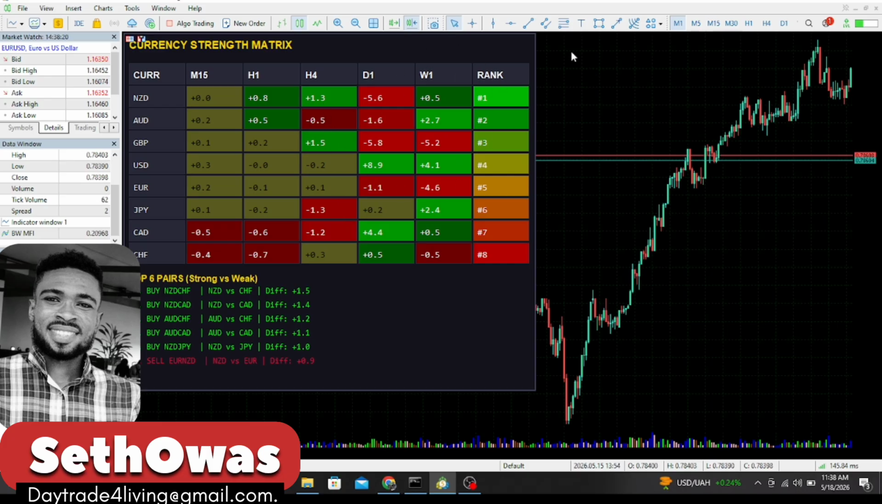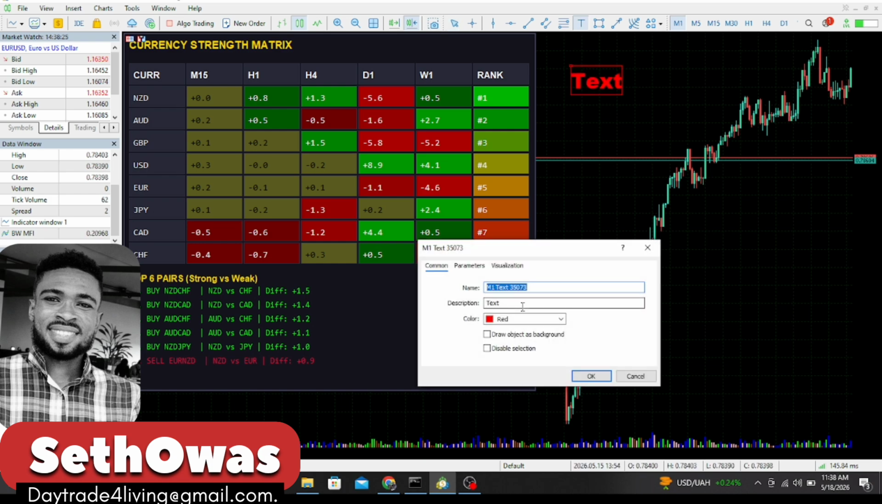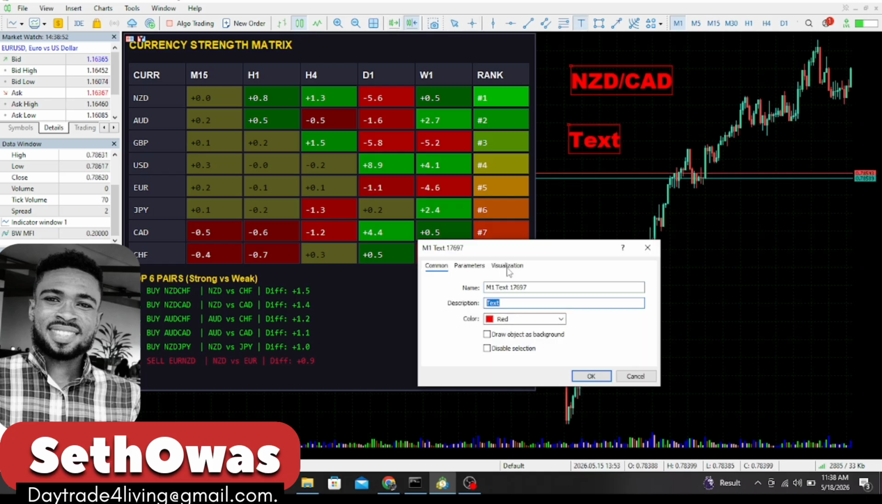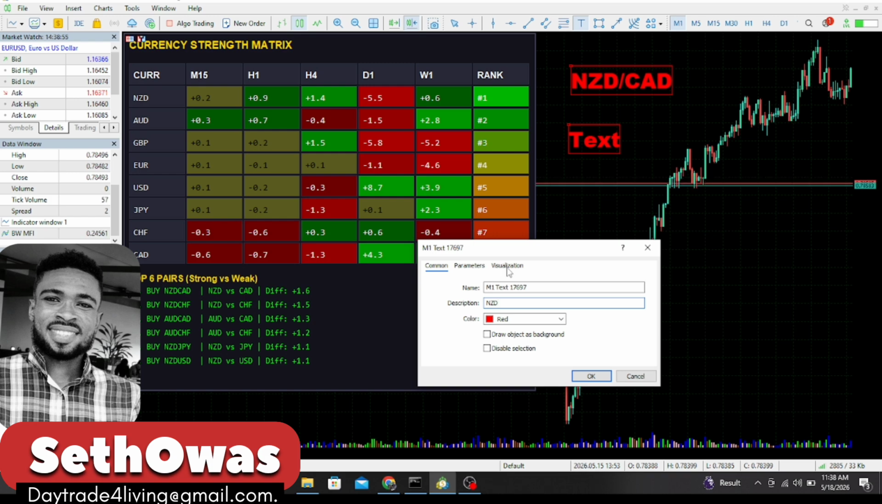arrange them properly. So first we have NZD CAD, and we can also have NZD JPY. So NZD JPY.